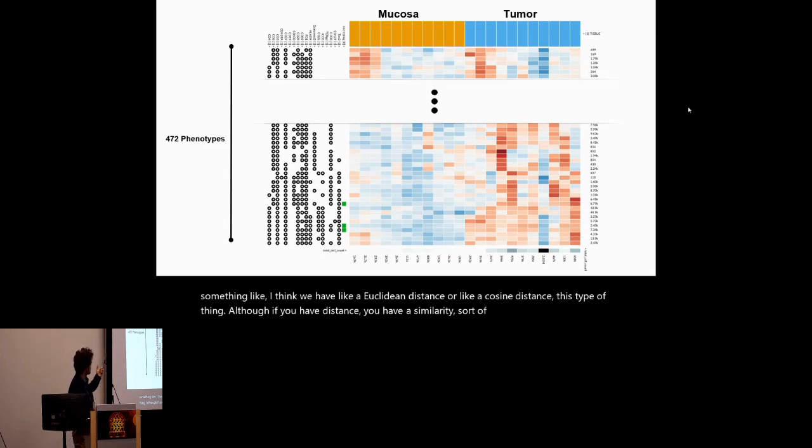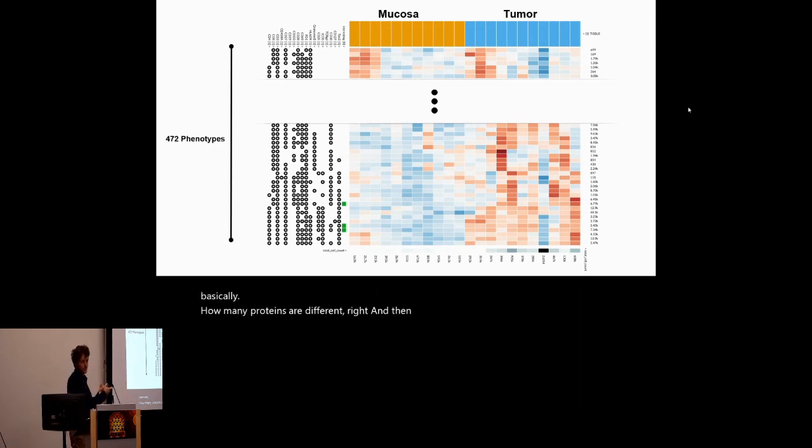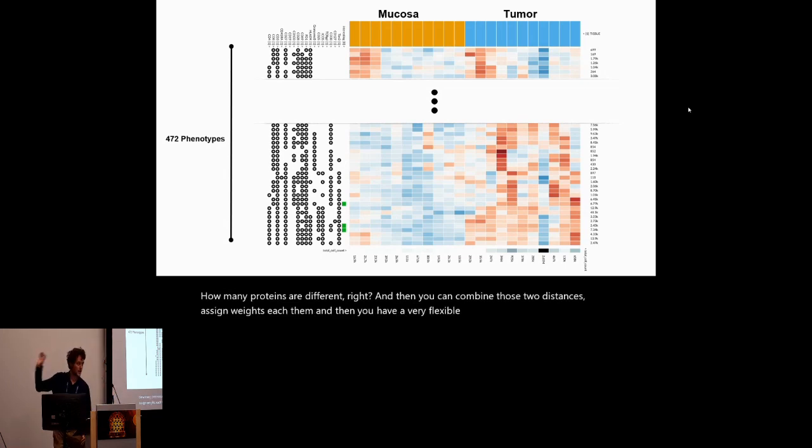And then the second piece are these markers. Again, I think we use a Hamming distance, basically how many proteins are different, right? And then you can combine those two distances, assign weights to each of them, and then you have a very flexible sorting, right? I want to sort entirely by the protein markers, or I want to sort entirely by the cell counts, or some nice combination.